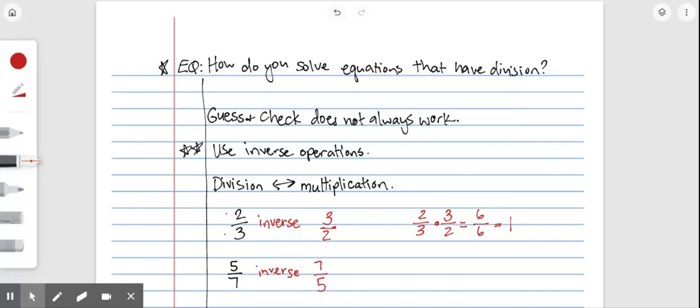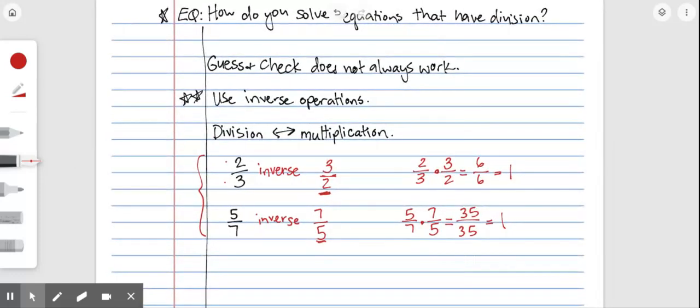And I can check it. I can go 5/7 times 7/5, and I can check this. 5 times 7 is 35, and 7 times 5 is 35, which is equal to 1. Okay, multiplicative inverses are just flipping the fraction so that the numerator and denominator switch places. You need to know this because sometimes you're going to get an equation that has a fraction next to a variable. If there is a fraction next to a variable, you use the inverse fraction. When you use the inverse fraction, the original fraction goes away.